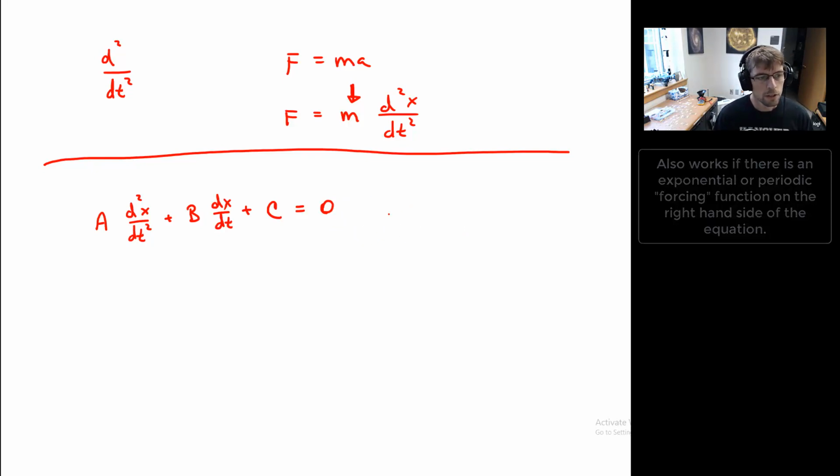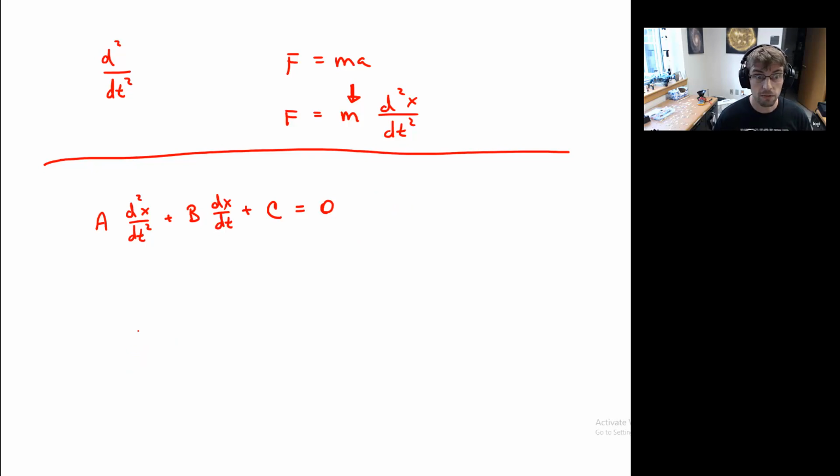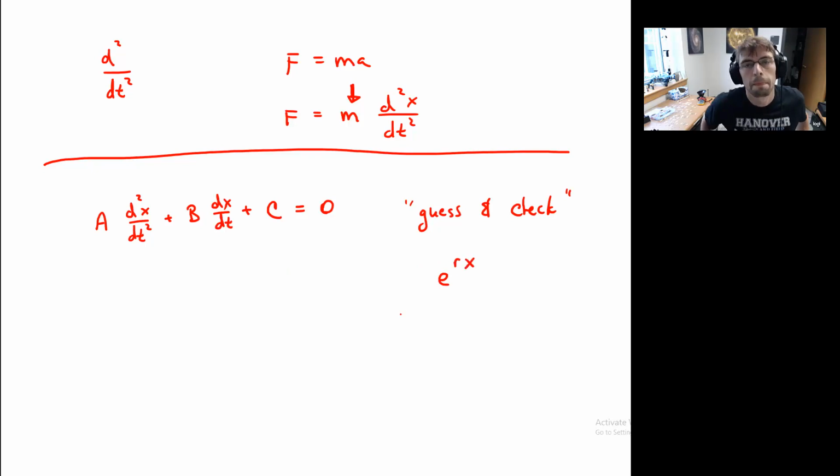Okay. So what's the general technique for this? Okay. And here we're going to use a technique, essentially guess and check. So we're going to guess a solution, and the solution to guess is e to the x. Okay. And I'll put an r in here as well. Sometimes you'll see this as an rx, or you'll see it as an s. Okay. This r represents some constant.